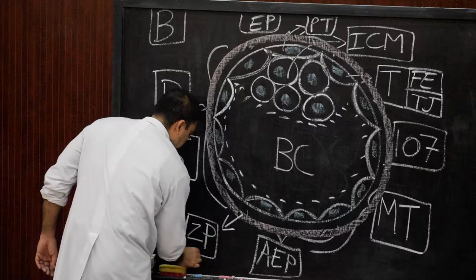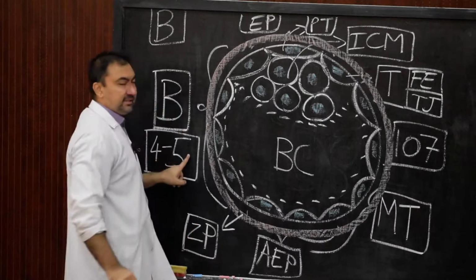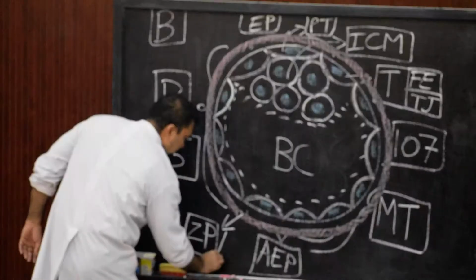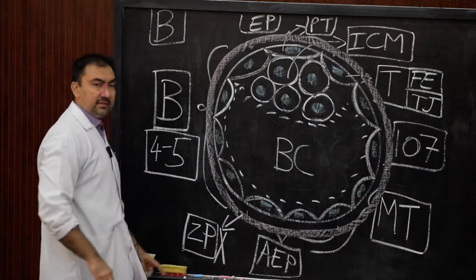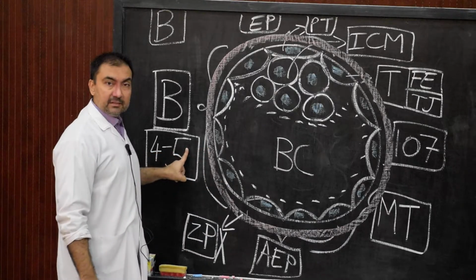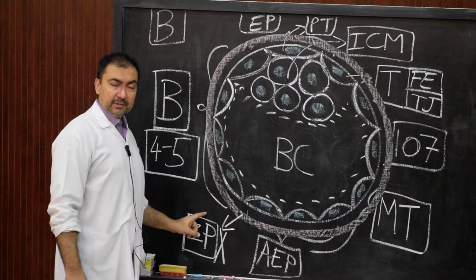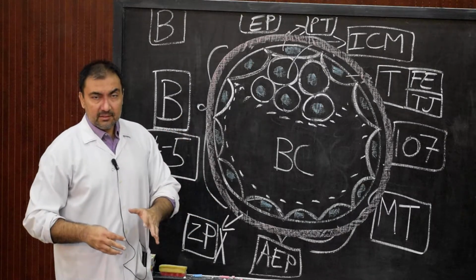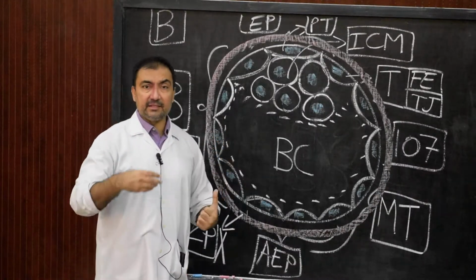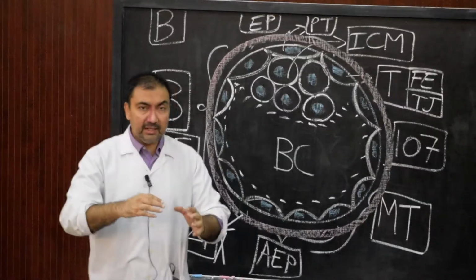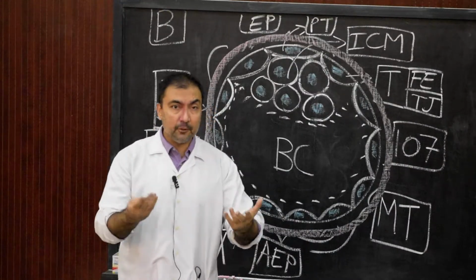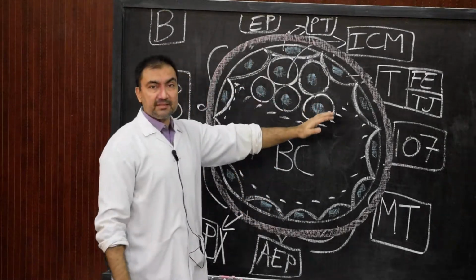This zona pellucida has to disappear at the end of the 5th day. Here I am going to put a cross to show the total disappearance of the zona pellucida at the end of the 5th day. Then and only then will there be an important stage after blastocyst, that is implantation. Only then can implantation take place in the uterine endometrium. Implantation of what? Implantation of the blastocyst.